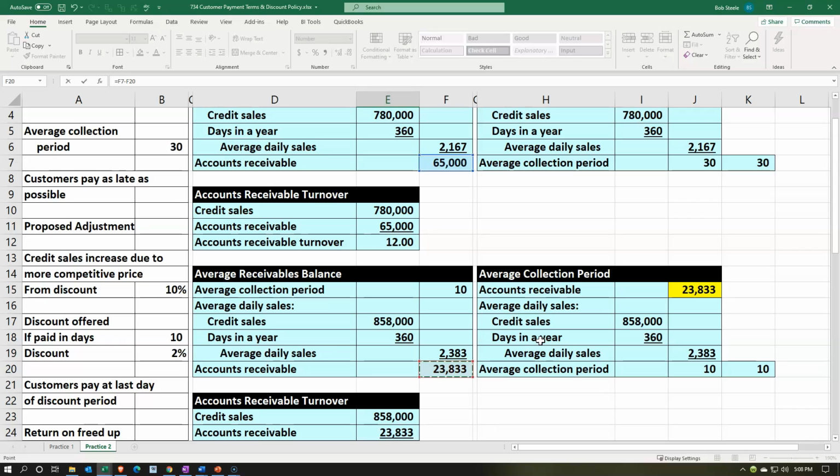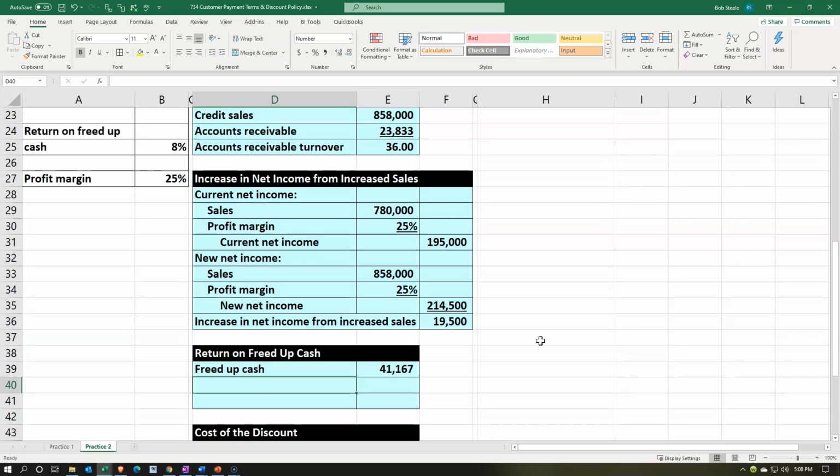So we're going to free up cash. We're going to get paid sooner, the 41,167. So what are we going to do with that freed up cash? Well, we can pay off debt, hopefully, and avoid interest. So if we can avoid paying interest of, let's say, 8%, or we can invest it somewhere and hopefully get a return of 8%.